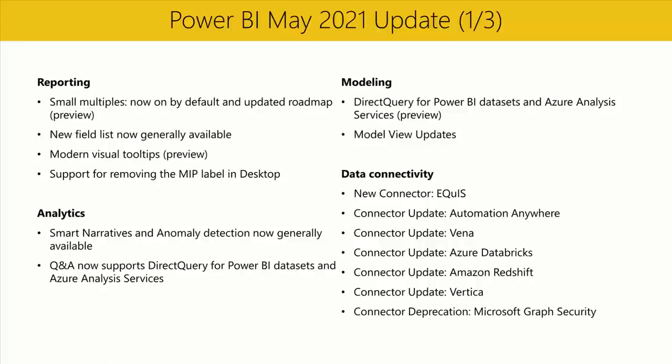We've updated the Amazon Redshift connector to enable AAD authentication in Power BI Desktop. Please keep in mind that AAD authentication is not available in the Power BI service. We've updated the Vertica connector to support supplying a port value when connecting to Vertica. And lastly, we're deprecating the Microsoft Graph Security connector since we're ending support from the data source service. This update will remove the connector from the Get Data experience in Power BI Desktop, discouraging making new connections. However, existing connections and reports will continue to work for now.